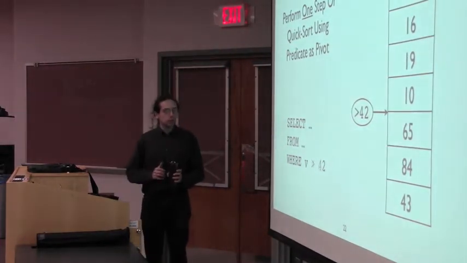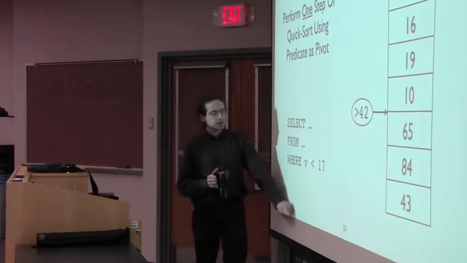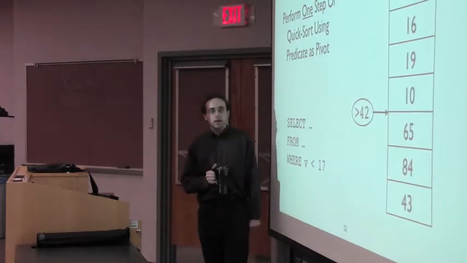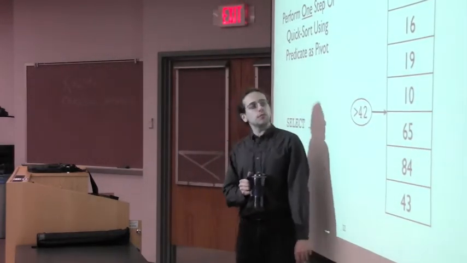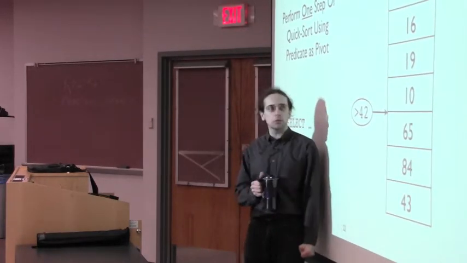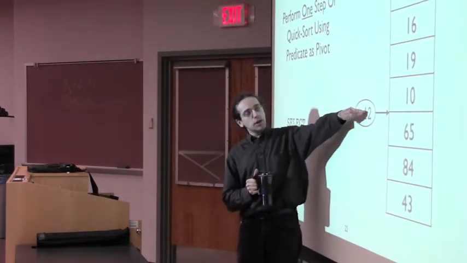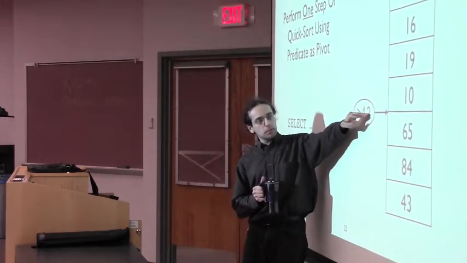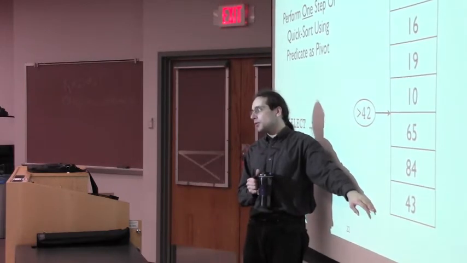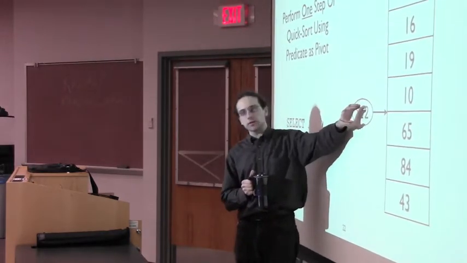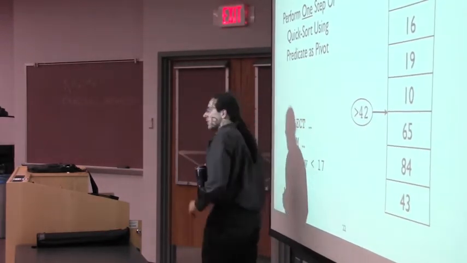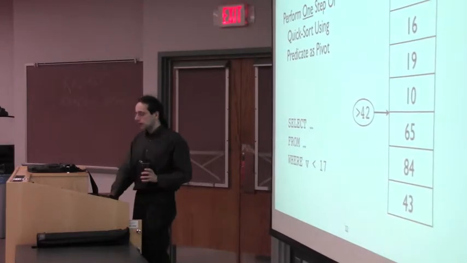So now another query comes in, and we're looking for all values less than 17. Normally, if the data wasn't organized, we'd have to go over the entire list from beginning to end, an order n operation. But we know that everything beyond this point is greater than 42. So when we want to answer the query about 17, all we have to do is scan up to this point. And on average, that's going to be about half the data set for the second query.